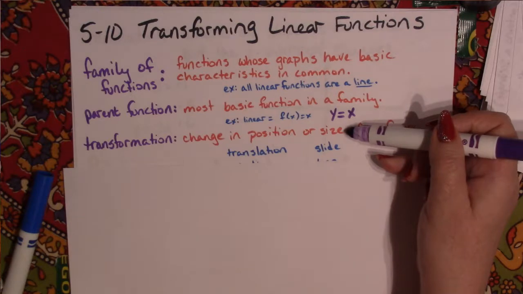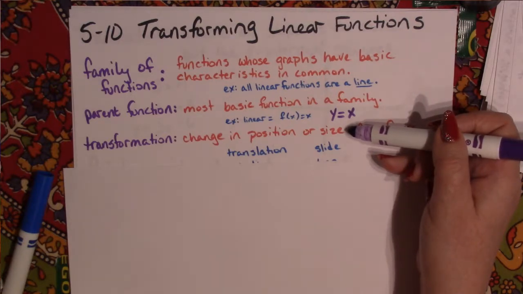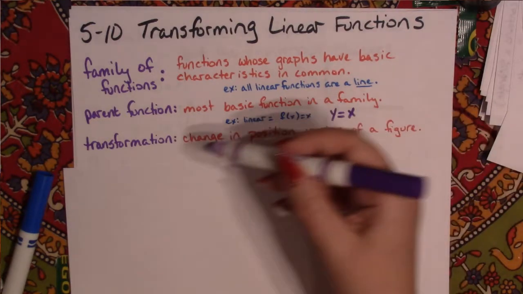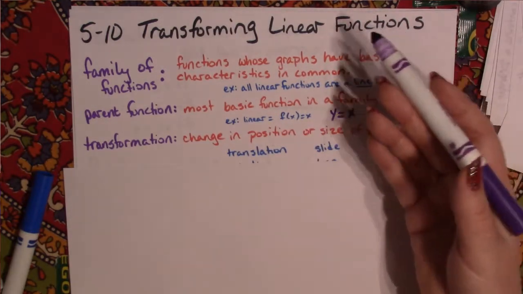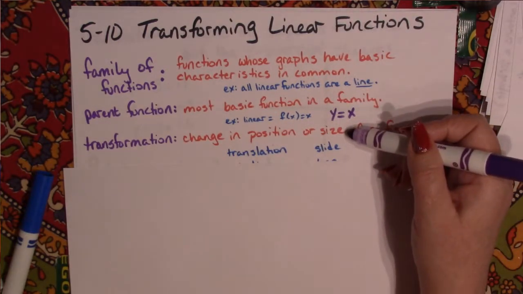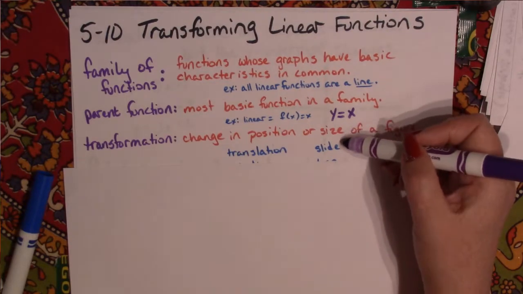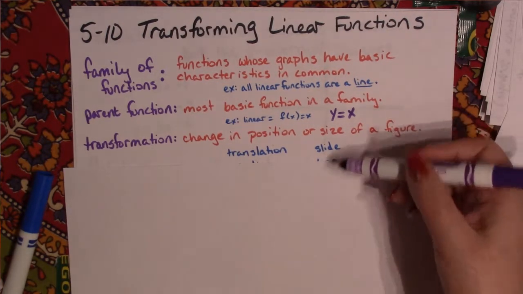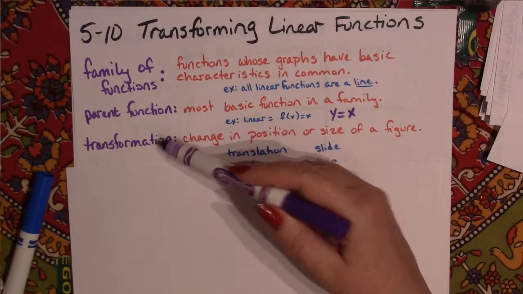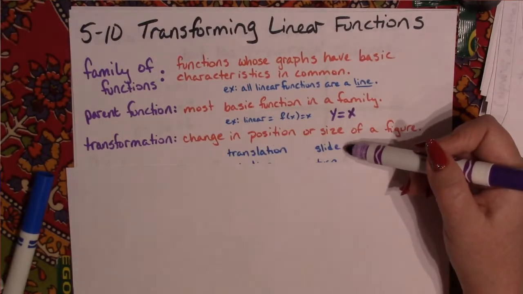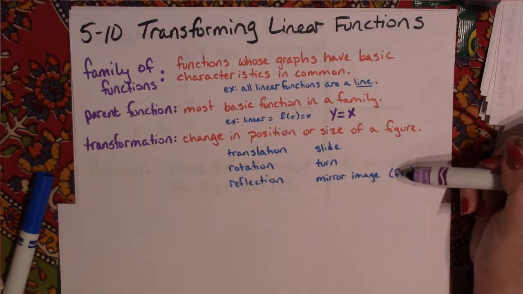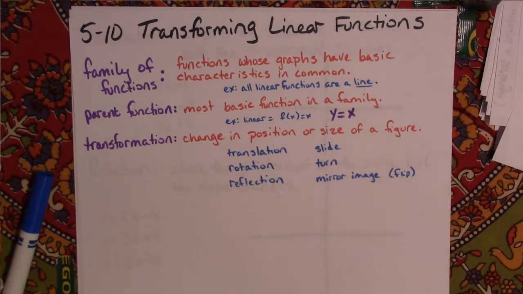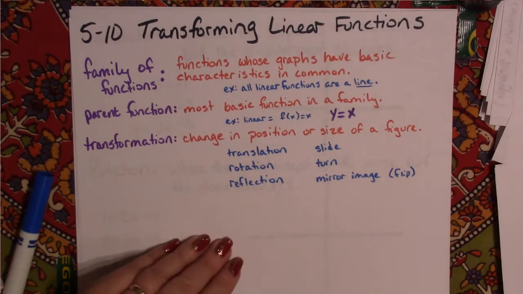Now, it's a line that we're drawing, so our lines don't get fatter or skinnier. When we start doing transformations of triangles and rectangles and things like that, then you worry about size. But for this chapter, all we're doing is moving our lines around. There's three different kinds of transformations. There's a translation, which is a slide, a rotation, which is a turn, and a reflection, which is just a flip. It's a mirror image.